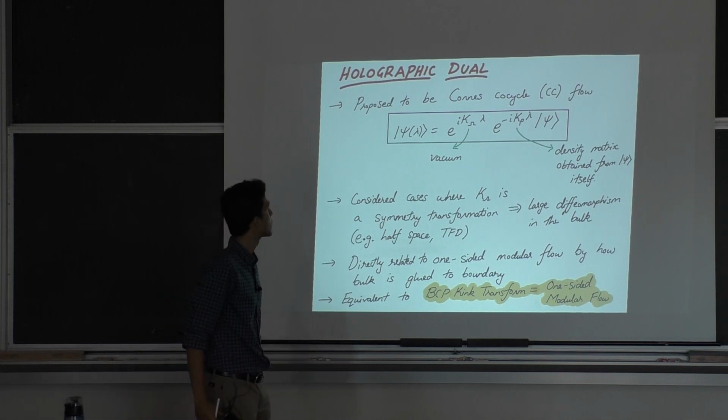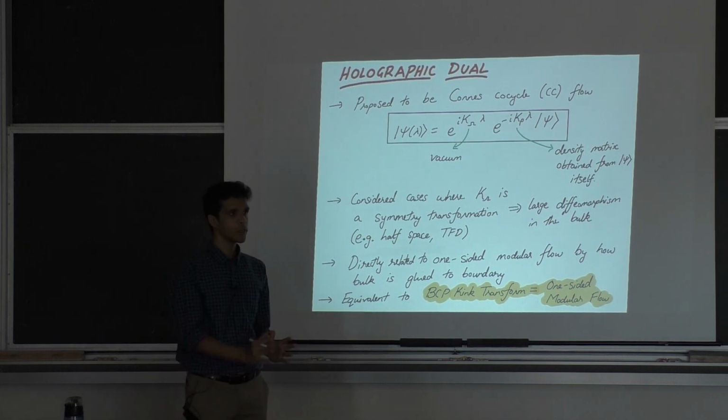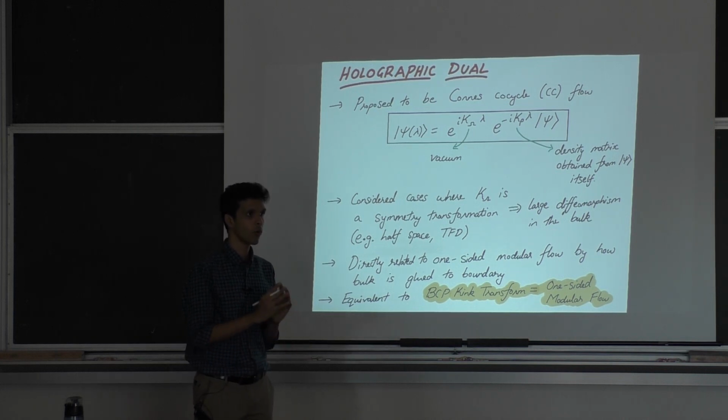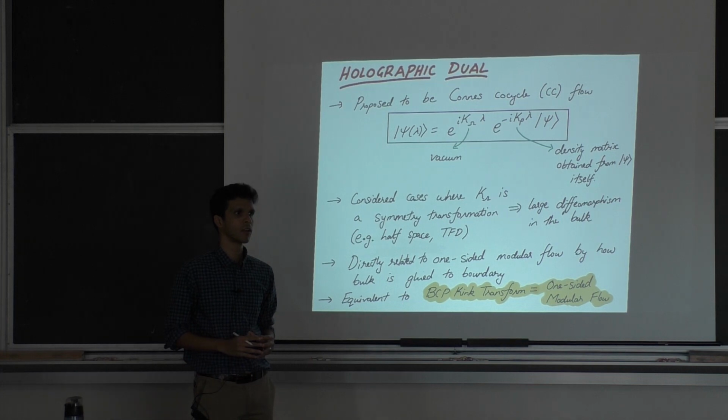How it picks out a psi? Oh, sorry. So I'll hand you a psi. You take the rho that you get from that psi, and you modular flow that psi with this rho. You don't get to act this rho on other psi. So again, you're thinking of this as a half-sided modular? Yes.